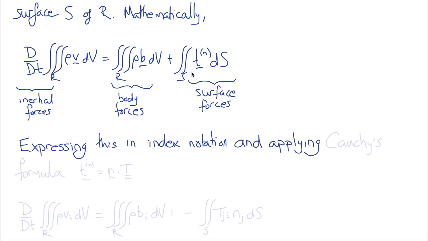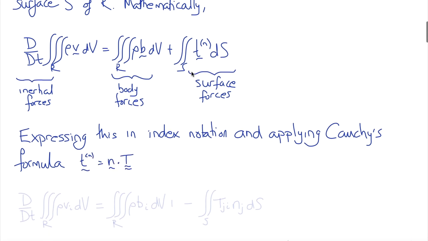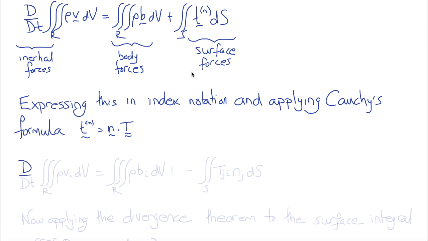Expressing this same equation in index notation and using Cauchy's law to convert traction into stress, making use of the unit normal n to the surface, where t, little t, is equal to n dot big T, we'll obtain the material derivative of the triple integral over R of rho v_i with respect to volume is equal to the triple integral over the region R of rho b_i with respect to volume plus the surface integral of t_ji n_j, which is the surface tractions in Cauchy's formula.